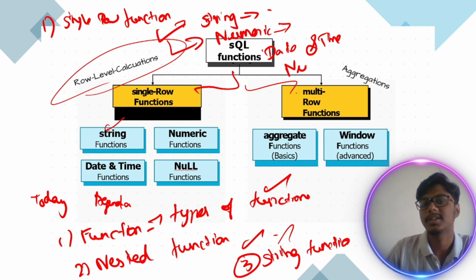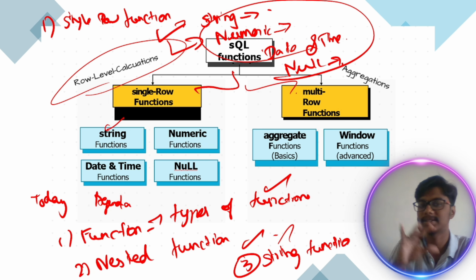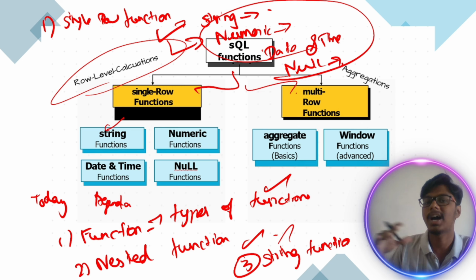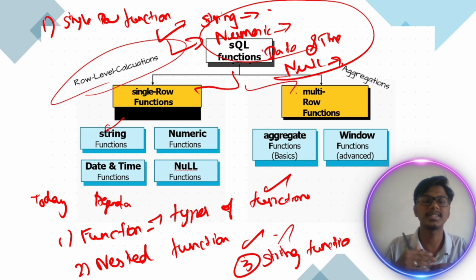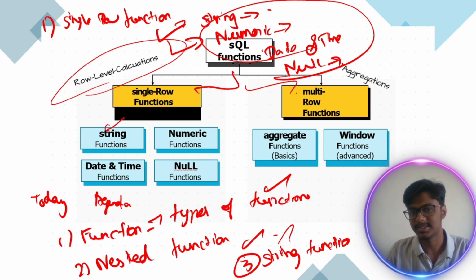And last, in the single row functions, we have the null functions. So these are the 4 types. Based on my research, I have categorized single row functions into these 4 types. We are going to work with strings, with numeric types, and the very important date and times. And last but not least are the null functions.